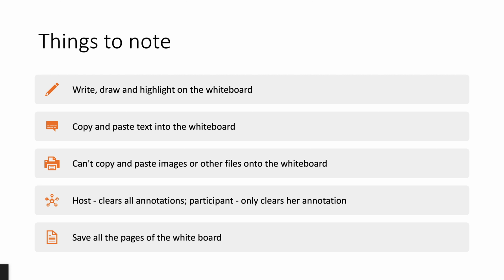You can copy and paste images or other files onto the whiteboard. Just like on a real whiteboard, you won't be able to just copy and paste an image. You could draw on the whiteboard. You could draw a diagram on the whiteboard. But you can just copy and paste the image. And you will see in the second half of this video how you can actually share an image on the Zoom session and annotate that as well. As the host, you can clear all annotations, but participants can only clear their annotations, and you can save all the pages of the whiteboard.